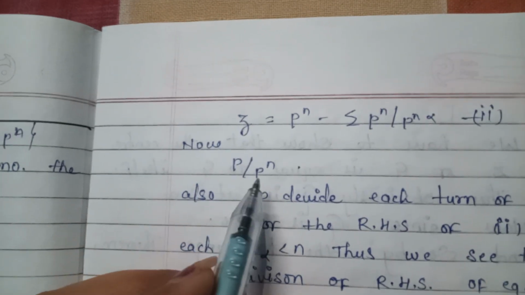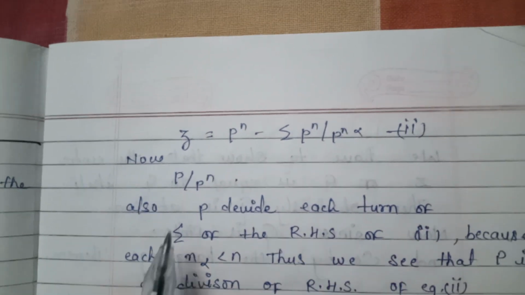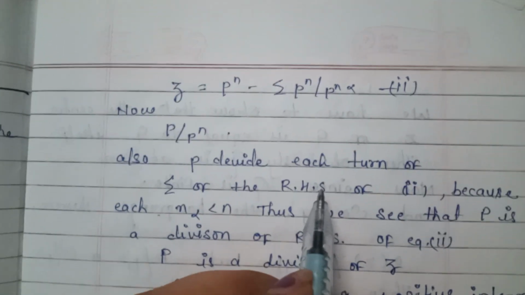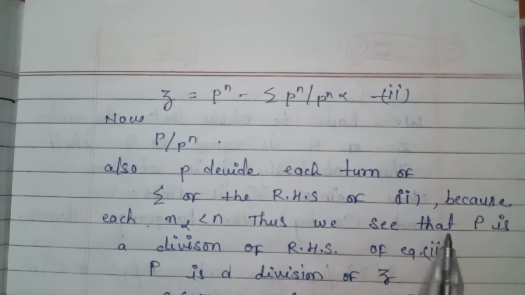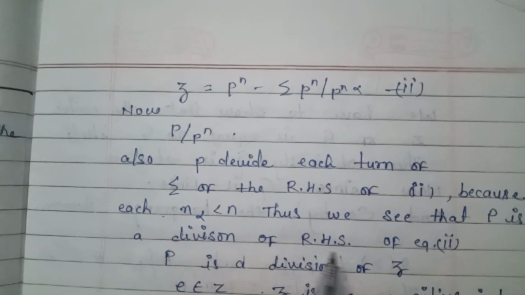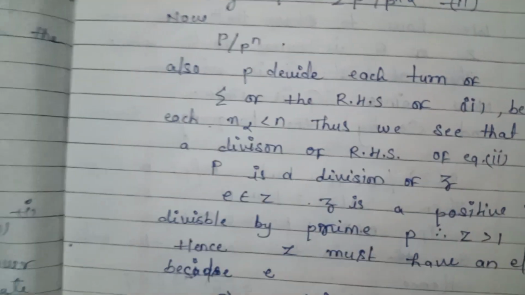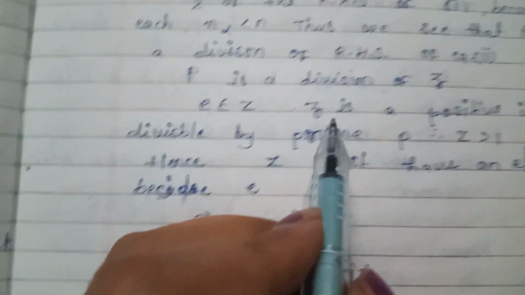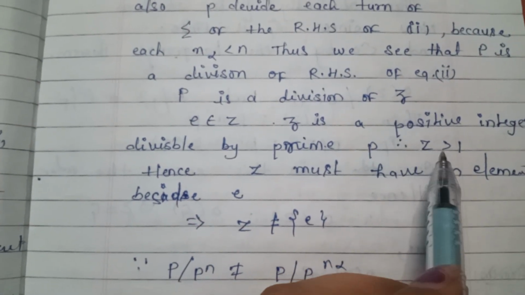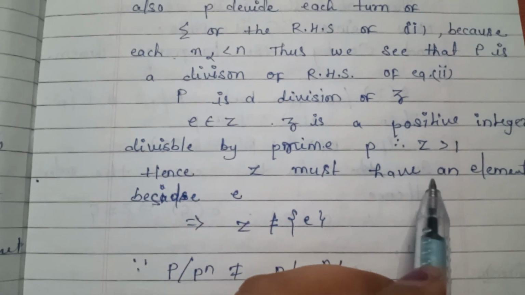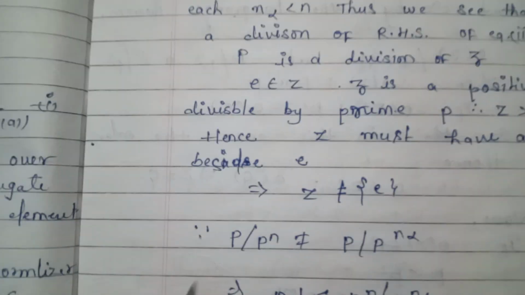Now p divides p to the power n, and p also divides each term of the summation on the RHS of equation 2, because each n_alpha is less than n. Thus we see that p is a divisor of the RHS of equation 2, so p divides z. Since e belongs to Z, z is a positive integer divisible by the prime p, and z is greater than 1. Hence Z must have an element besides e. So Z does not equal {e}.